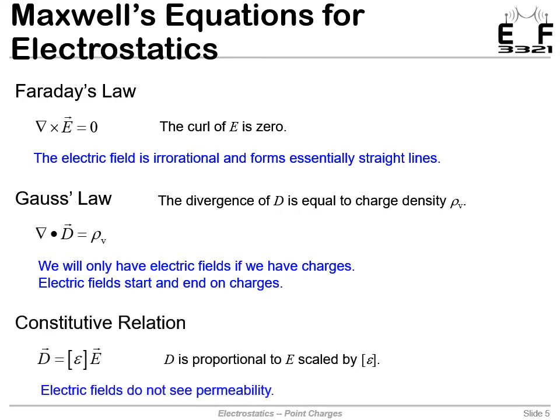And the last is the constitutive relation. D is related to E through the permittivity, and in this case I'm drawing the permittivity as a tensor, but in this class we'll only treat that as a scalar quantity. But what we can point out here is that the electric fields no longer see the permeability. That's completely moved into the magnetostatic problem. So electric and magnetic fields have completely decoupled.